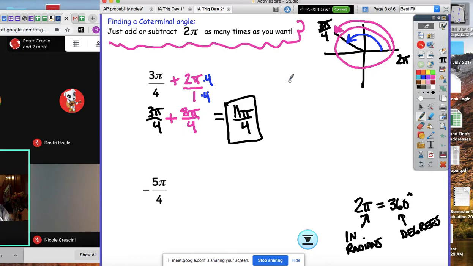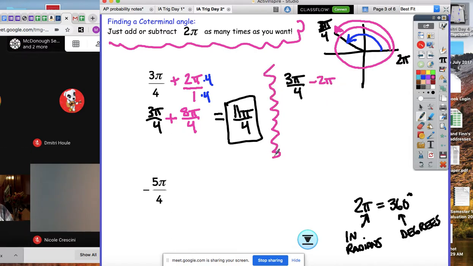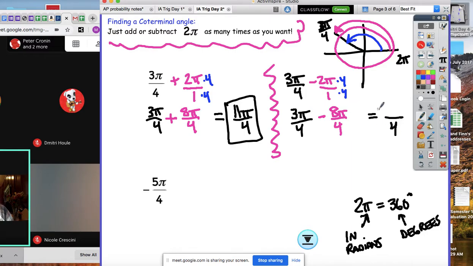And I could find the other coterminal angle if I subtract 2 pi. If I start with my original and subtract 2 pi instead of adding 2 pi, I would go through those same motions of getting that common denominator. So then it would be 3 pi over 4 minus 8 pi over 4. So 3 minus 8 will be negative 5 pi over 4. So that would be another coterminal angle.